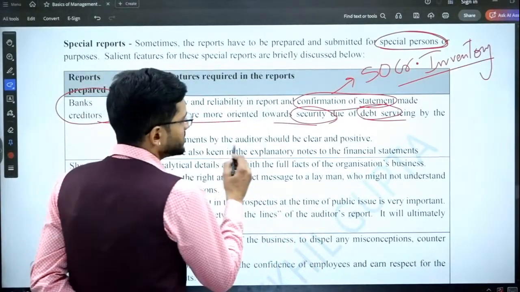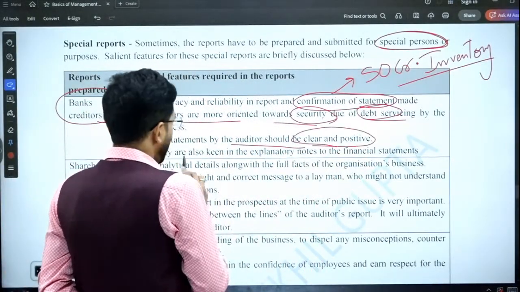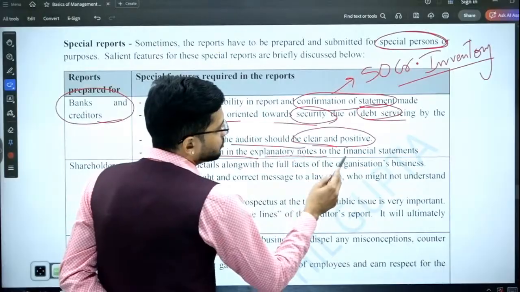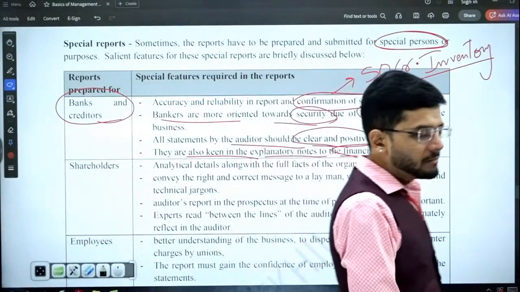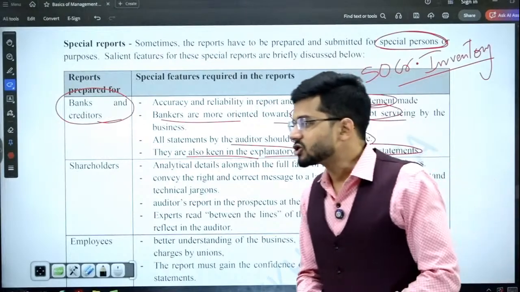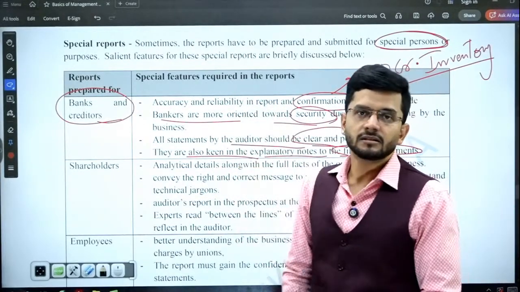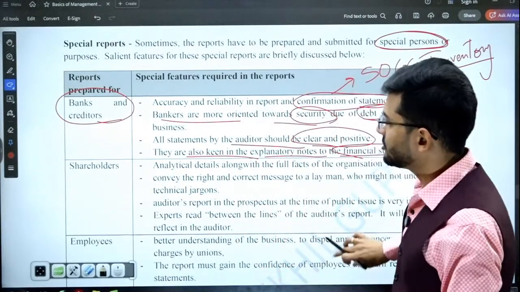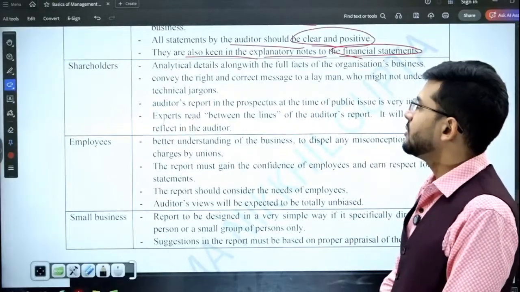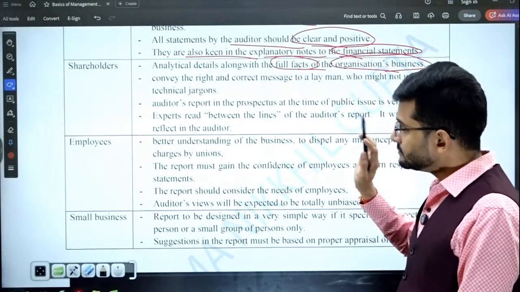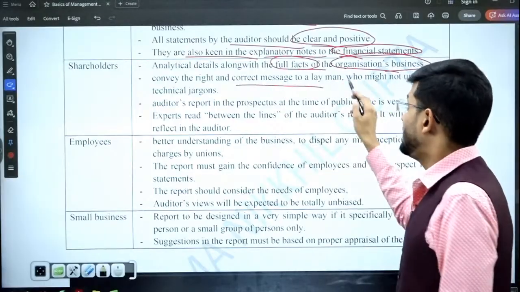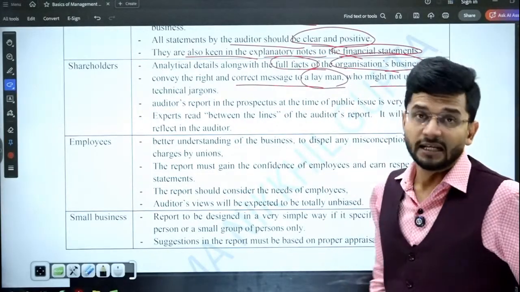So all statements by the auditor should be clear and positive, and they are also keen on the explanatory notes to the financial statements. So this is from the perspective of bankers, that they would require the management auditors to focus on these areas like debt servicing, whether the management will be able to service their debt or not. Shareholders, what would shareholders want? They would like to analyze the full facts of the organization's business, and convey the right and correct message to a layman who might not understand the technical jargon.